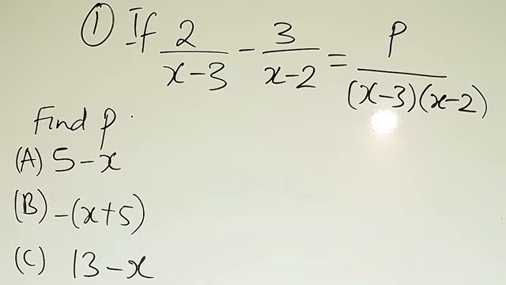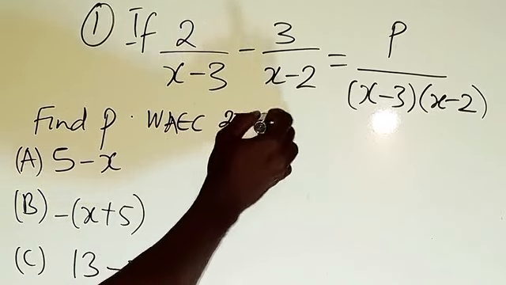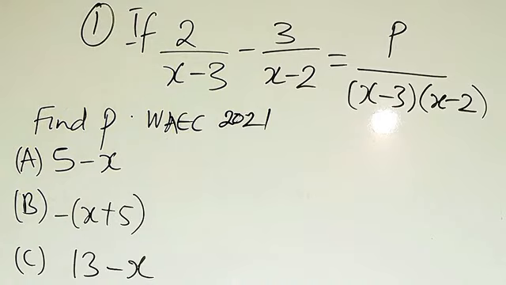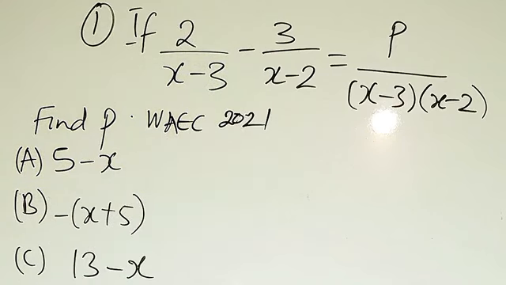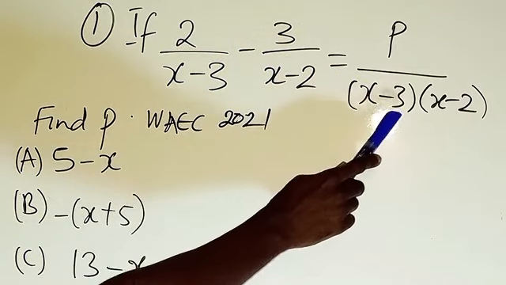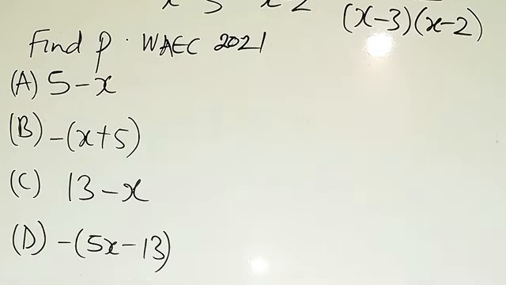So this is a WAEC question, that is WAEC 2021, right? So the question said, if 2 over x minus 3 minus x minus 3 over x minus 2 equals p over x minus 3 times x minus 2, right? So now I want you to pause the video, solve it yourself, and come back for the solution.